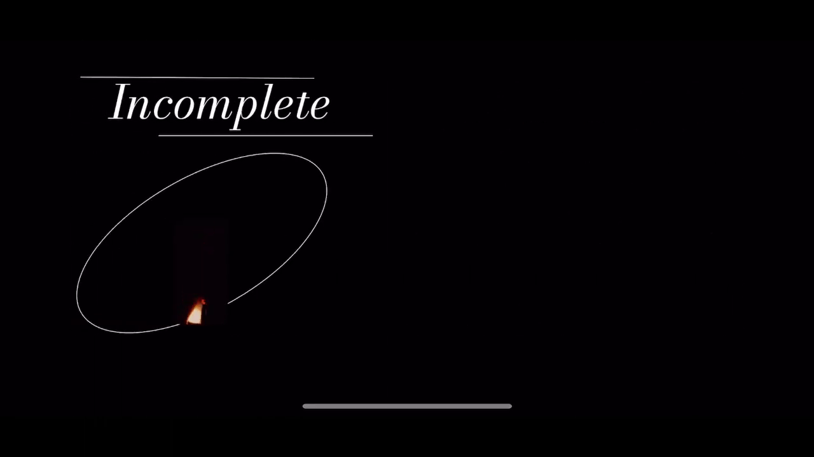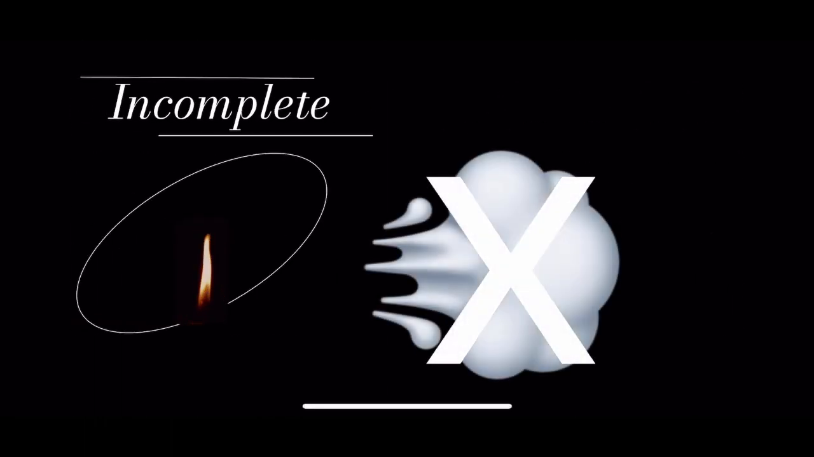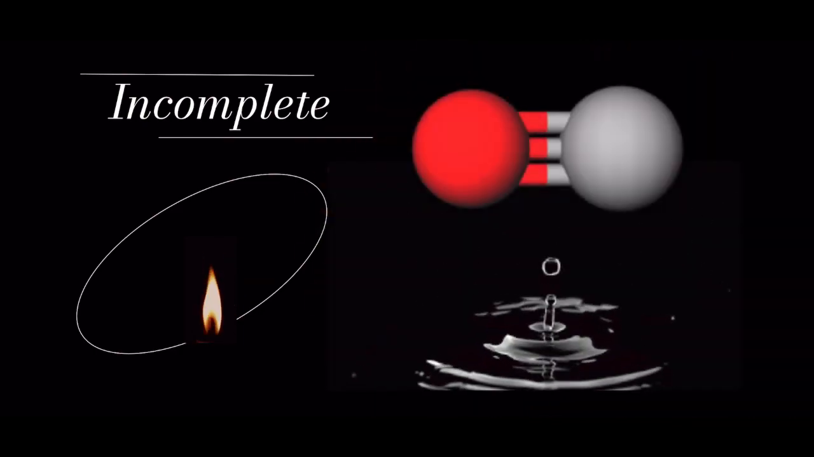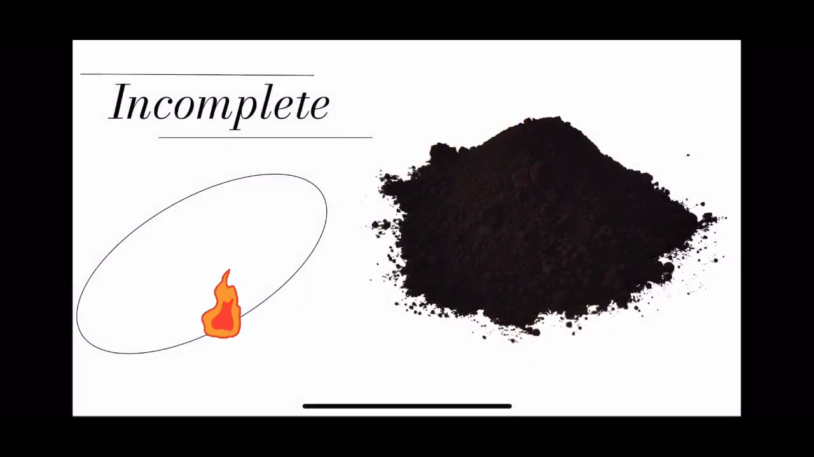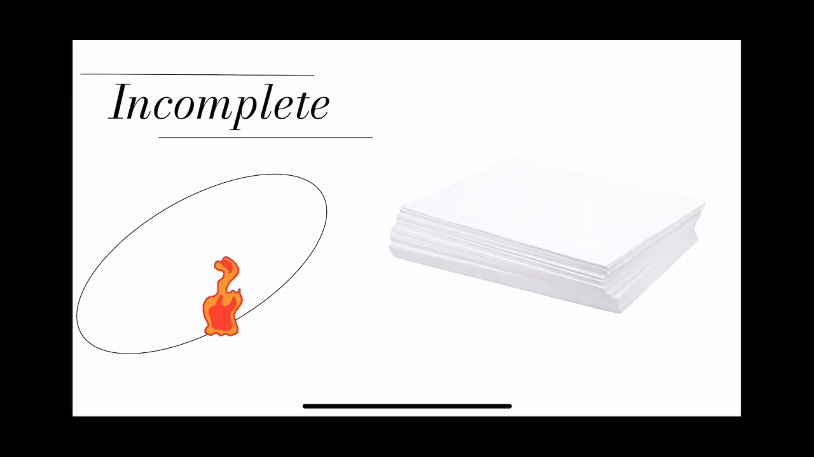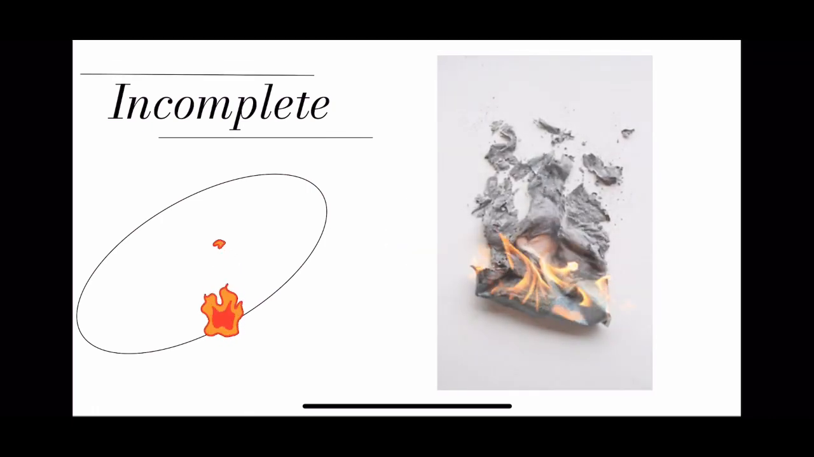Incomplete combustion happens when the air is limited. Because there's a lack of oxygen, the fuel doesn't react completely, and this produces carbon monoxide, water, and soot. Think of how when paper burns, it leaves behind ash, a form of soot.